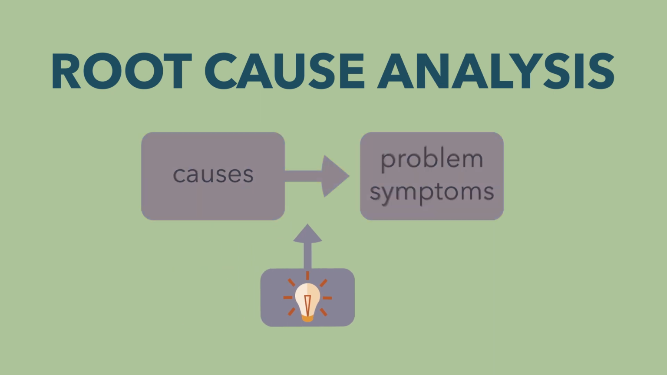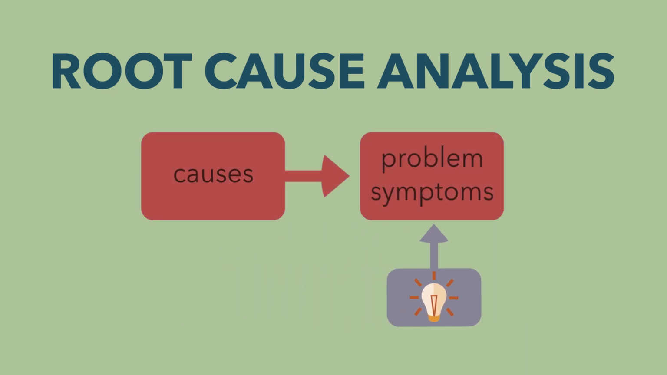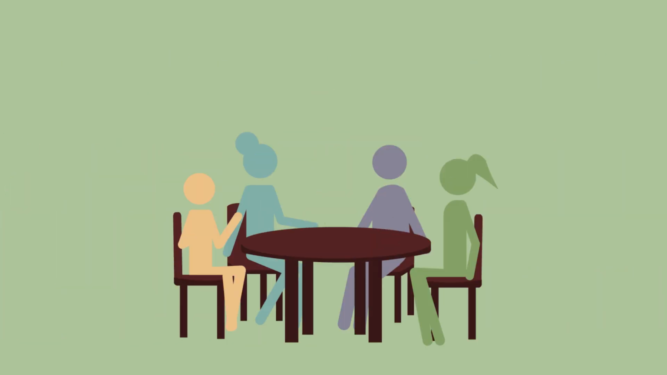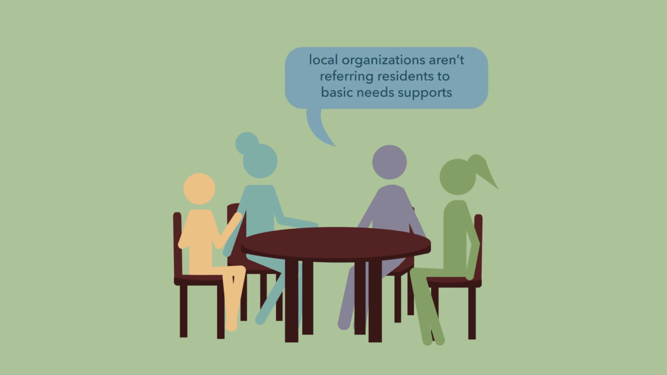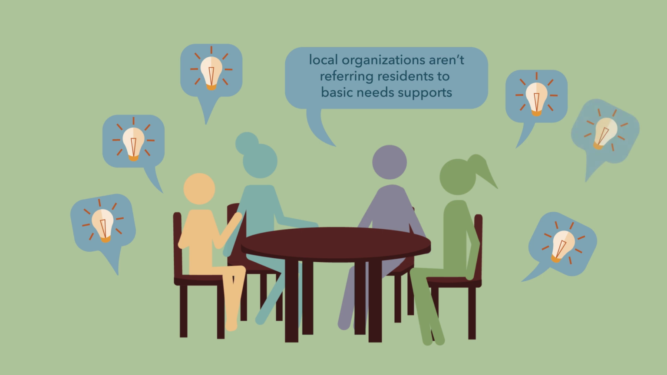Unfortunately, most of us tend to immediately jump to solutions whenever a problem comes up, without first fully understanding why the problem is happening. You've probably experienced this in your own work. Someone brings up a problem during a meeting. For example, local organizations aren't referring residents to basic needs supports. Then people in the meeting immediately start coming up with solutions to solve this problem. What's wrong with this scenario?